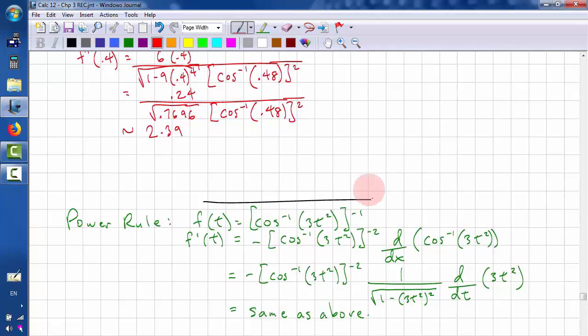And if we did the power rule, we have f of t is inverse cos 3t squared to the power of negative 1. So we have negative. We have the same thing, and then we decrease the power by 1. Now we need to do the derivative of inverse cos 3t squared. So we get 1 over, and we have to use the inverse cosine rule. And that would actually give us a negative here. And then derivative 3t squared. And we get the same as before. These two negatives cancel out and you get a positive, which is what we have here.